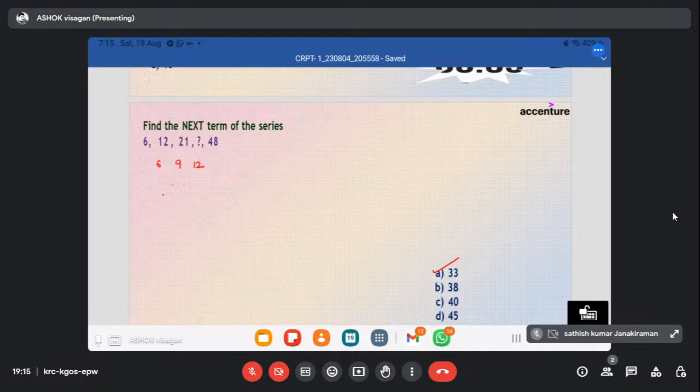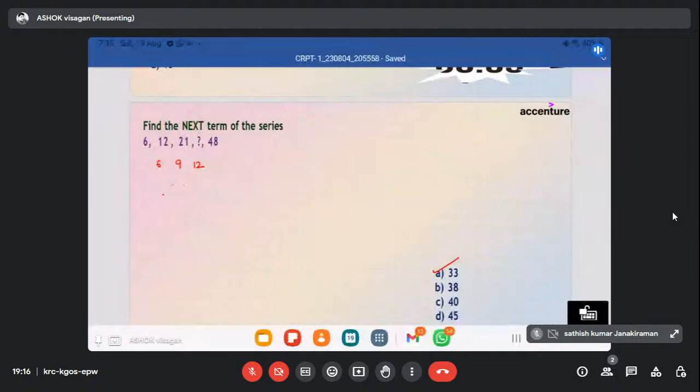So here 6, 12, 21 and space, 48. So we need to find out what is the difference between the first number and the second number. First number is 6 and second number is 12. The difference is 6. And between 12 and 21, the difference is 9. And what is next? That is the question. If you can't find any clue, take the difference of differences. 6, 9, 12. If you take the difference of differences, all the differences are 3.